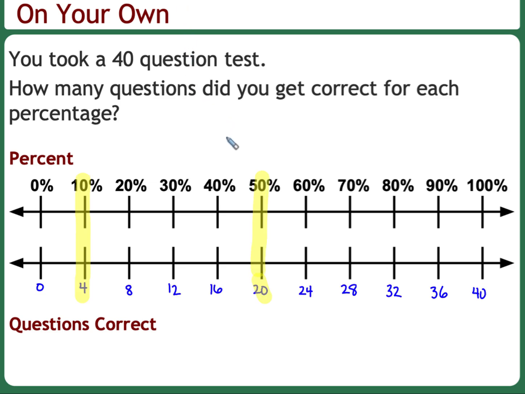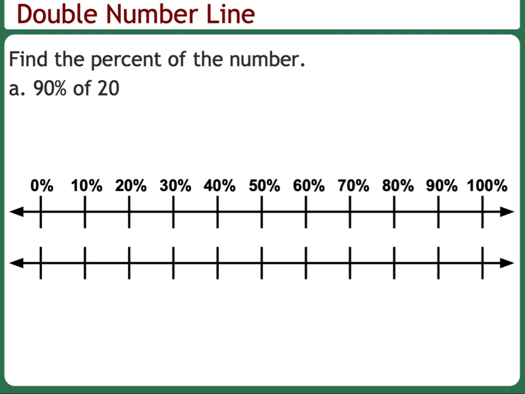All right, and there are the values for that. Obviously, 50% is 20, 10% is 4, so each 10% we go up by an increment of 4 questions. So let's use these double number lines to solve some problems.